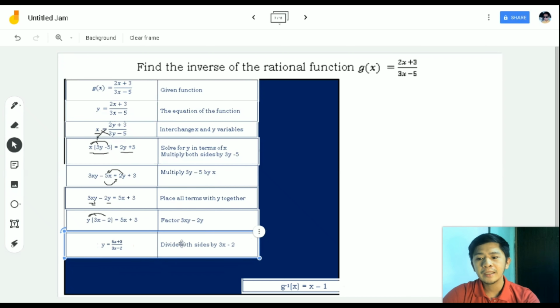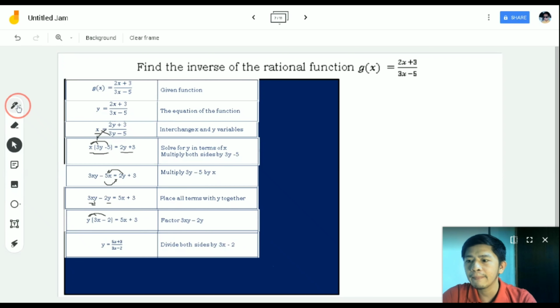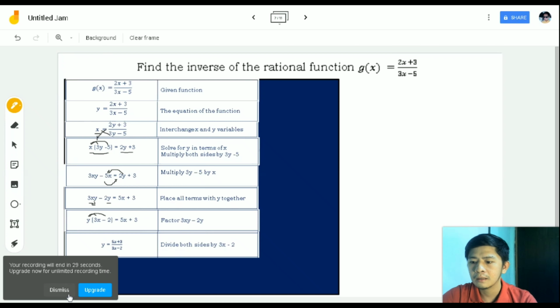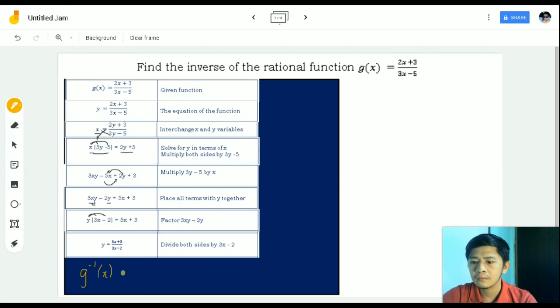So, after magawa yon, ayan, dinivide na nga siya by 3x minus 2. So, na-cancel na yun nandito, napunta na siya dito sa denominator nung nasa right side. So, therefore, after that, since it's only y dito sa left side, pwede na natin siyang palitan yan ng g inverse of x. So, ang sagot is g inverse of x which is equal to 5x plus 3 all over 3x minus 2.